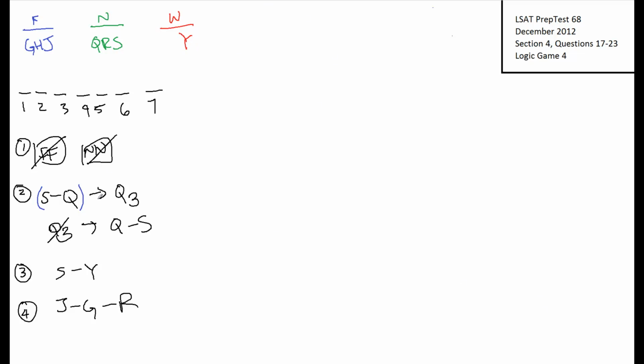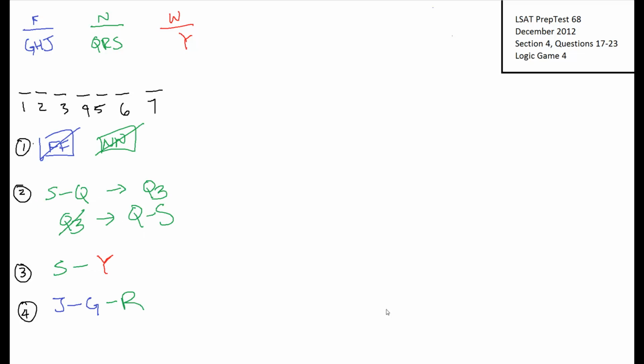So I'm actually just going to fix up my rules here a little bit to reflect the new color coding, so give me 1 second. Okay, so what I did is just everything that's an F I made into blue, so these F's over here, the J and the G over here. Everything that pertains to the N's, the nutrition stuff, I've put in green, so S and Q, and S and R over here. And then Y just remains Y.